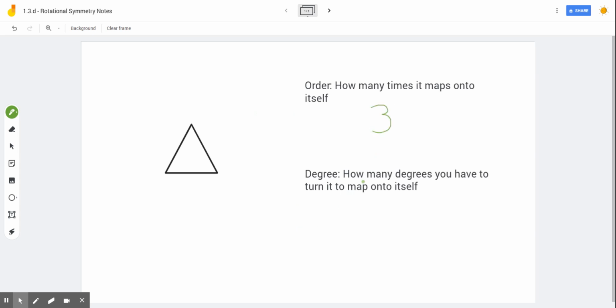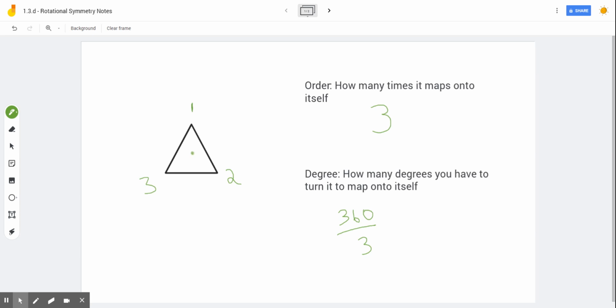So how many degrees did I have to turn it? If there were three positions, so I have my top point here, that's position one, position two, and position three. A full circle is 360 degrees, and then you just divide by how many positions you have to get that degrees.